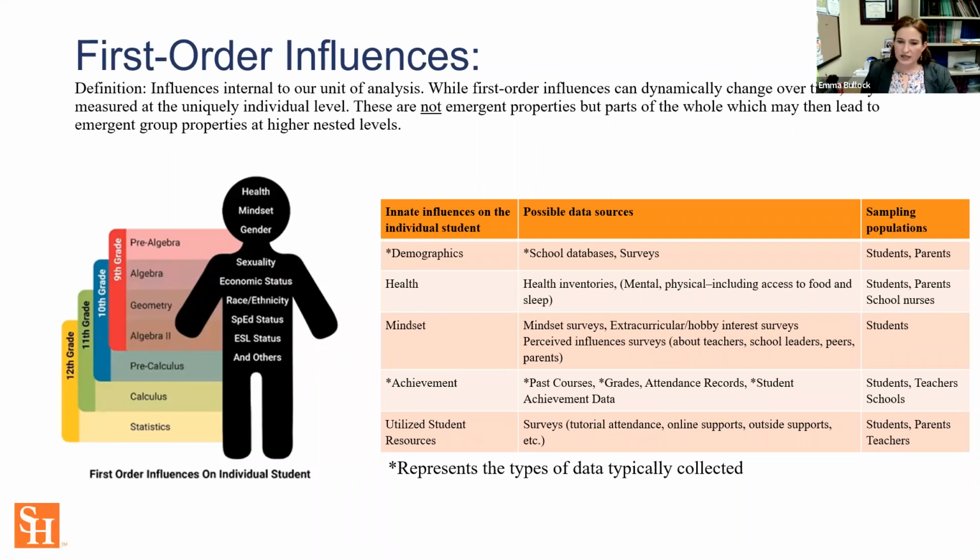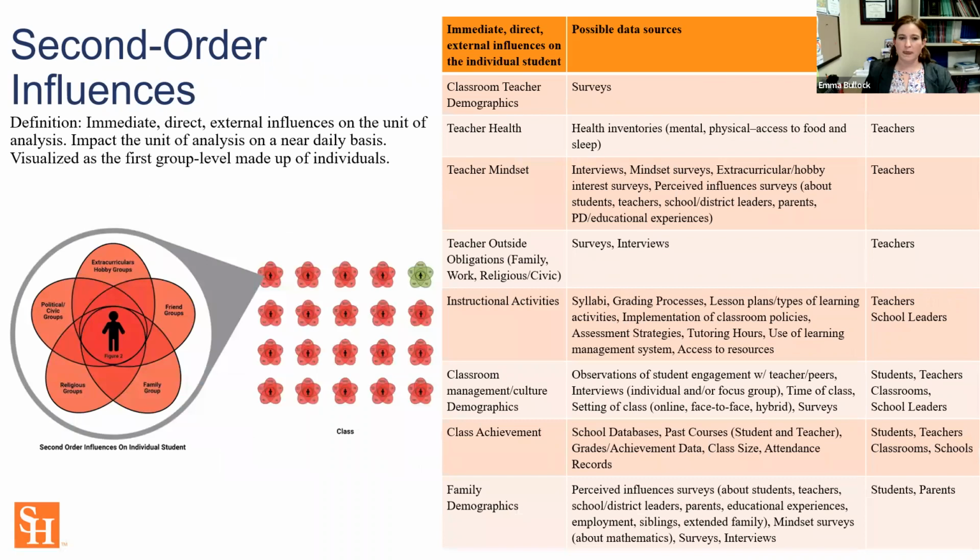Okay, so second order influences. What second order influences are, is they are immediate, direct, external influences on the unit of analysis. And they impact the unit of analysis on a near daily basis. And they can be visualized as the first group level made up of individuals. So some possible second order influences.